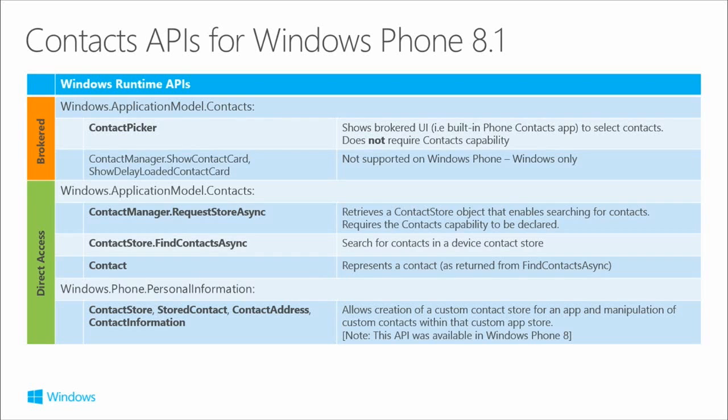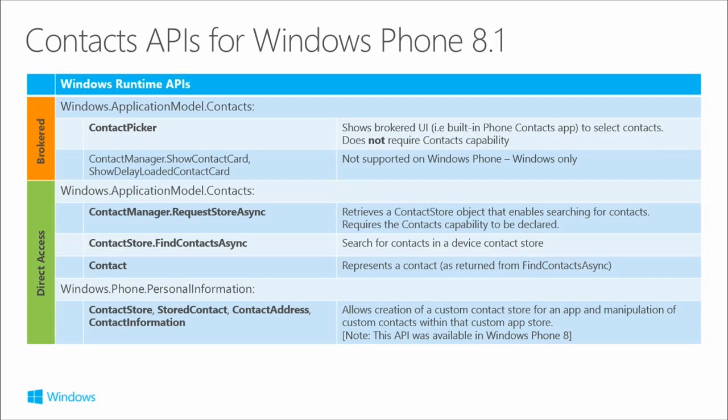So this is a table that gives you a list of the different contact APIs. Brokered ones at the top basically means, for Windows Phone, Contact Picker. On Windows, we've also got ContactManager.ShowContactCard and ShowDelayLoadedContactCard. We don't support contact cards on Windows Phone.